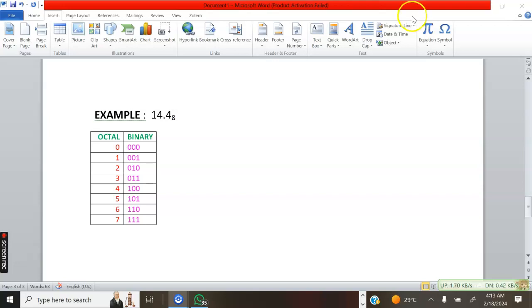Okay, I hope that you have attempted the whole thing. So let me go through it. My number is 14.4. For the 1, it's supposed to be 001, as you can see from the table.